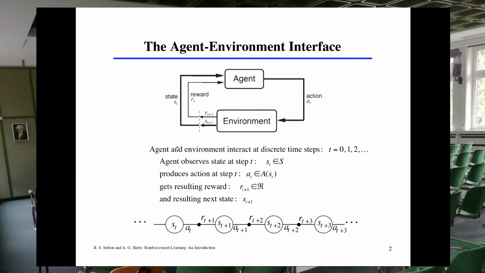So we will always consider that the agent and the environment will interact at discrete time steps 0, 1, 2. So we will always consider the time step t. The agent observes a state at some time step t. Okay, and this state perceived in time t, st, will belong to a set of states. This set of states could be finite or could be infinite.